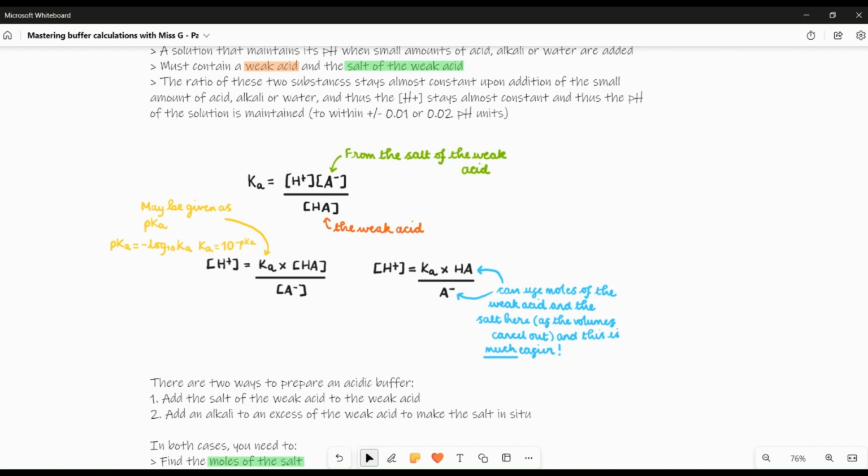But we can't say that now that we're dealing with buffers, because the A minus is coming from the salt of the weak acid that we are adding in addition to the weak acid. So the H plus and the A minus on the top of my Ka expression are not the same anymore. So if I have information about Ka, the weak acid, and the salt of the weak acid, I would then need to rearrange this Ka expression to get H plus as the subject of that expression. And that's what I've done on the second line there.